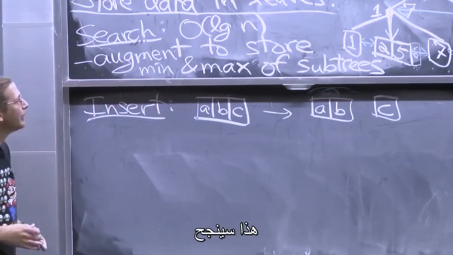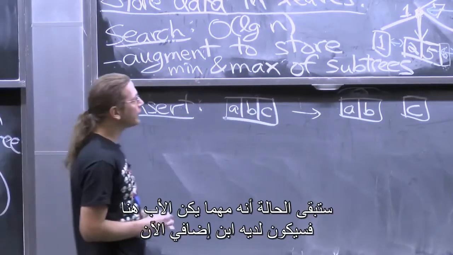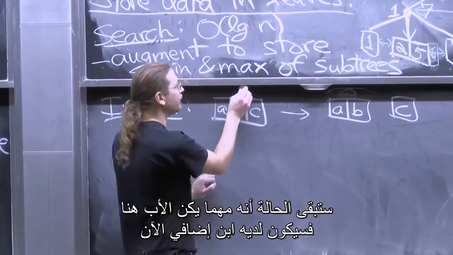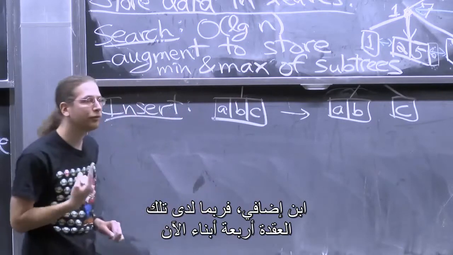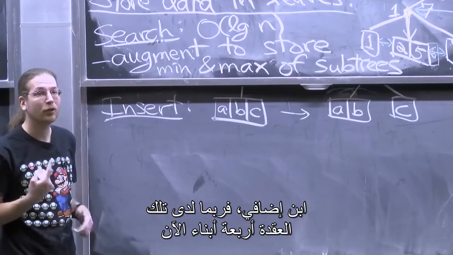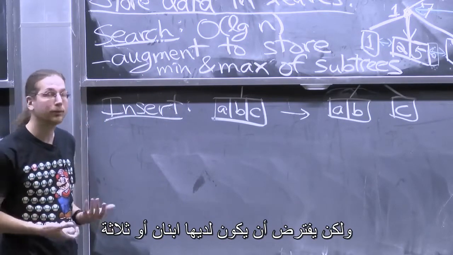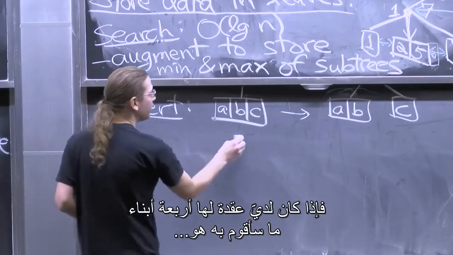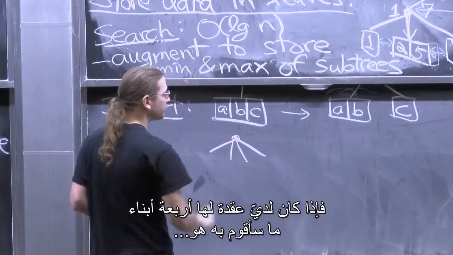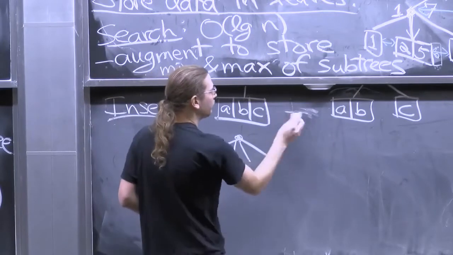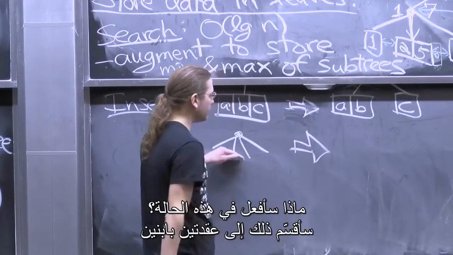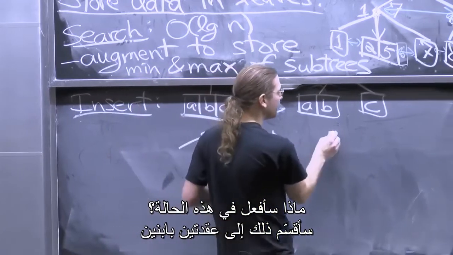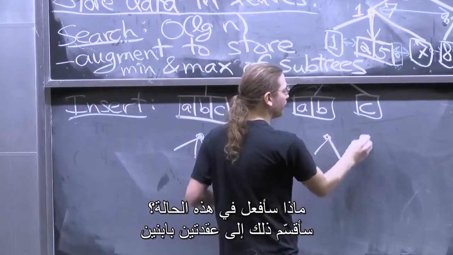It works. It's still the case that whoever was the parent up here now has an additional child. So maybe that node now has 4 children, but it's supposed to be 2 or 3. So if I have a node with 4 children, what do I do in this case? I'm just going to split that into 2 nodes with 2 children.